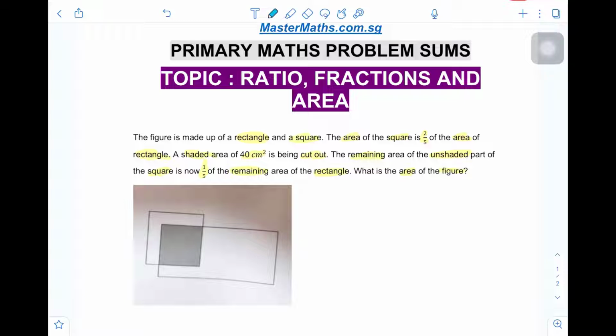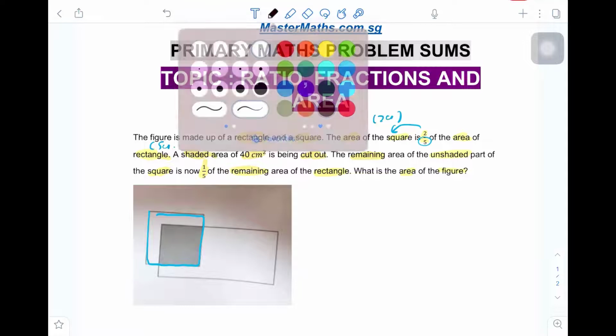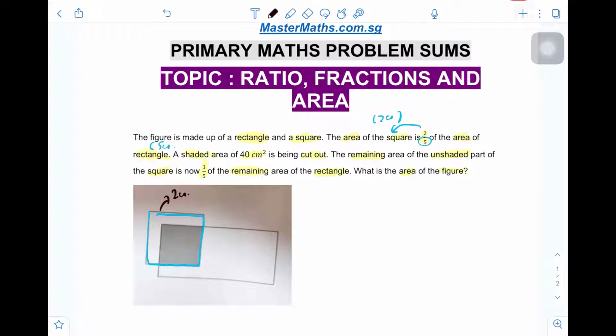Now, the area of the square is 2 out of 5 of the area of the rectangle. So the square is 2 units in area, the rectangle is 5 units in area. What we can do is box this out, and for the square you put 2 units. We box this out as well, and for the rectangle we put 5 units. Alright, and the part that's inside here will be 40 square cm.